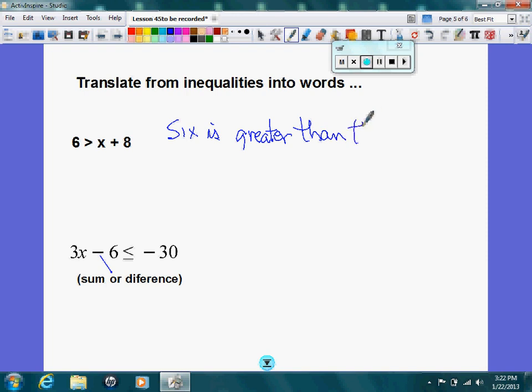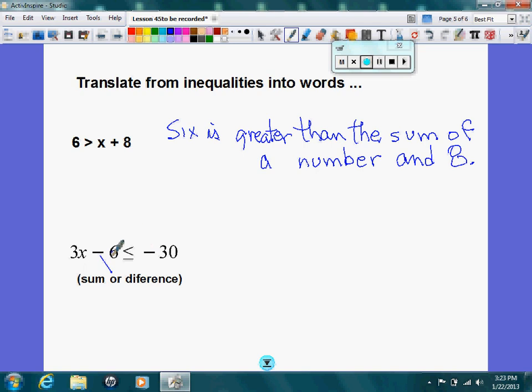the sum. What are we doing? We're adding two numbers here. And what are those two numbers? The sum of a number. What is that number? We don't know. So we called it X and 8. Okay, so that would be translating this inequality, this statement of inequality, into words.